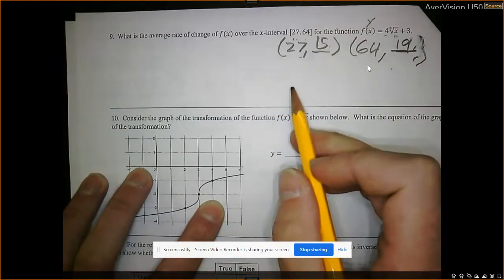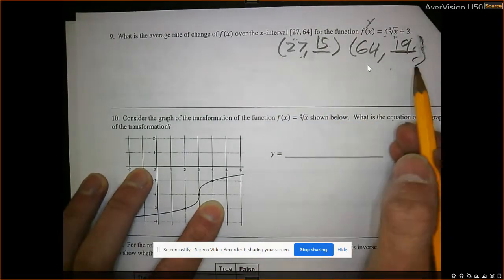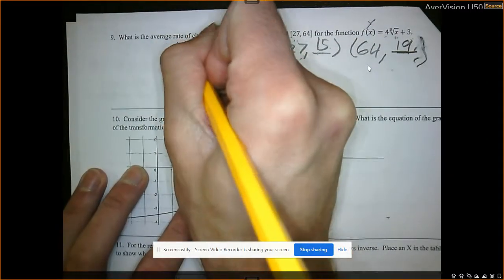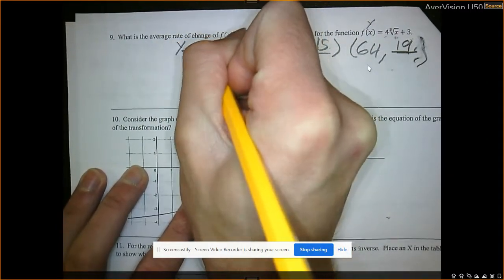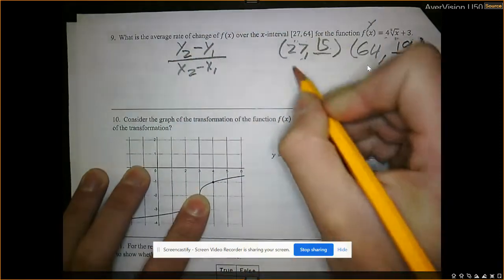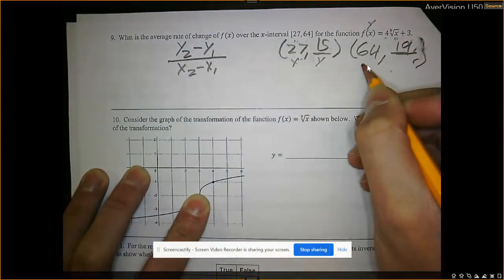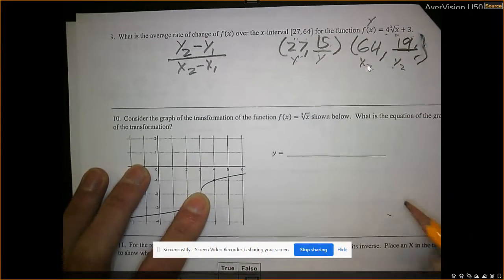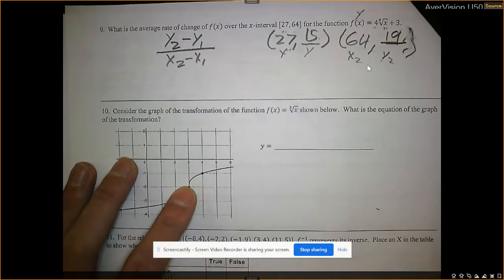So now these are my two ordered pairs, and how do you find the average rate of change between two ordered pairs? Well, it's just like finding slope between two coordinates: y2 minus y1 over x2 minus x1. We'll call this x1, y1, and this x2, y2. So you should be able to plug this in. Go ahead and do that.